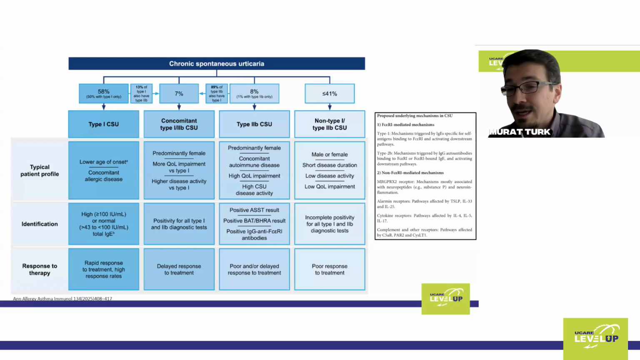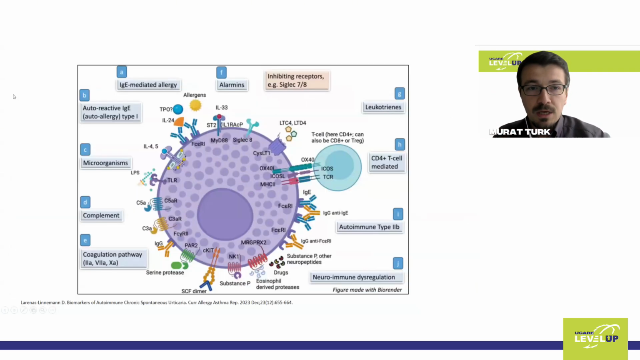Maybe we might rearrange this classification into Fc epsilon dominant and Fc epsilon non-dominant mechanisms. So when we talk about this Fc epsilon non-dominant mechanism, MRGPRX2 is quite popular these days, and I will show some slides about it later.